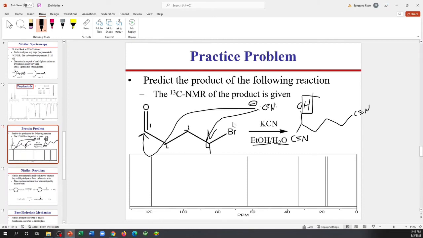I think I pulled this one from the literature, or I just made it up. I'm pretty sure I pulled this one from the literature or from your textbook. So anyway, here's the product.